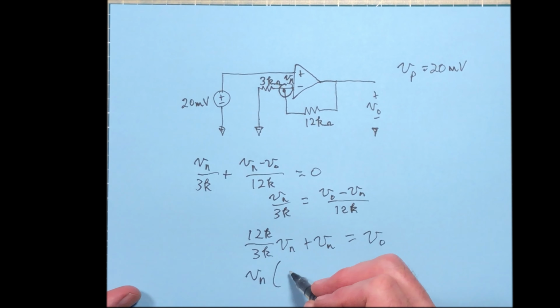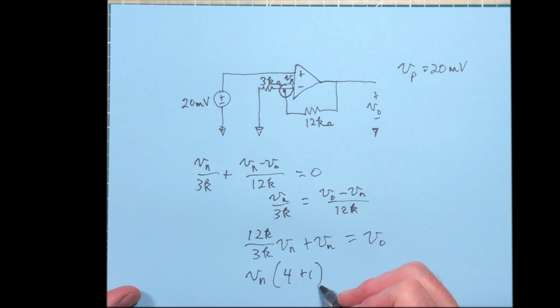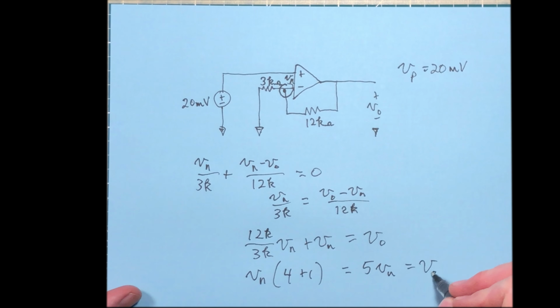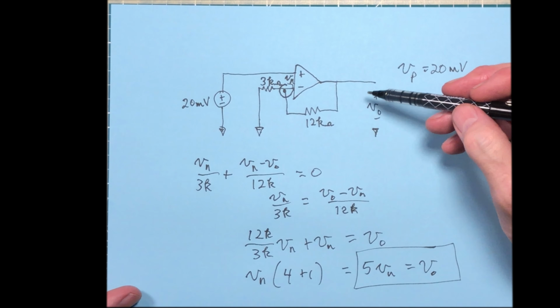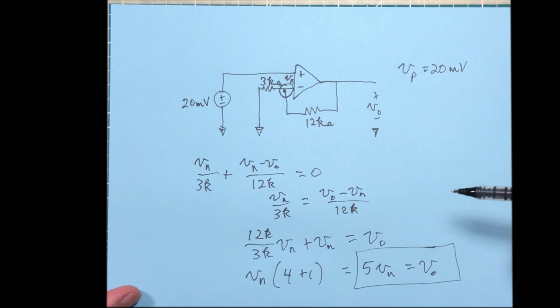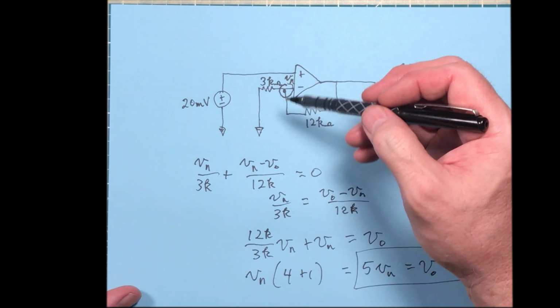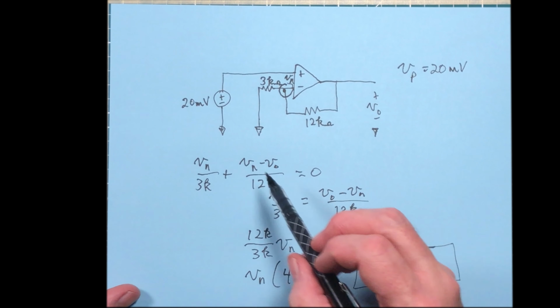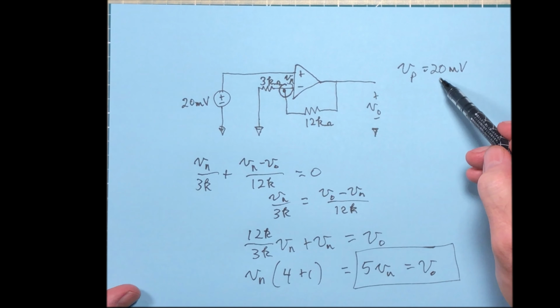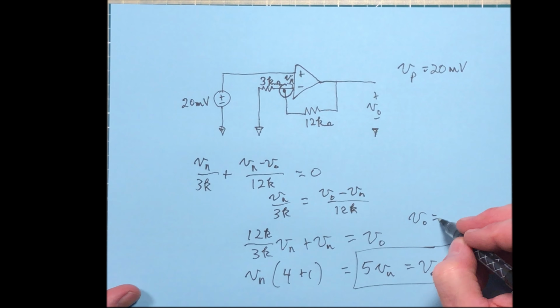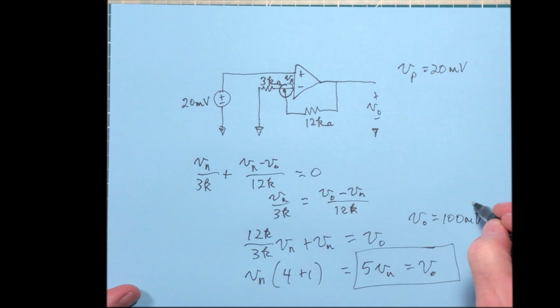So V output is equal to 12K over 3K, that's going to be 4, plus 1. So that's going to be 5 times V sub N. So this amplifier has a gain of 5. And it is just a non-inverting amplifier. Even though it looks a little different than previous versions, it's still non-inverting. So V sub N was the same as V sub P, which is 20 millivolts. So 5 times 20 is 100. So V output is 100 millivolts.